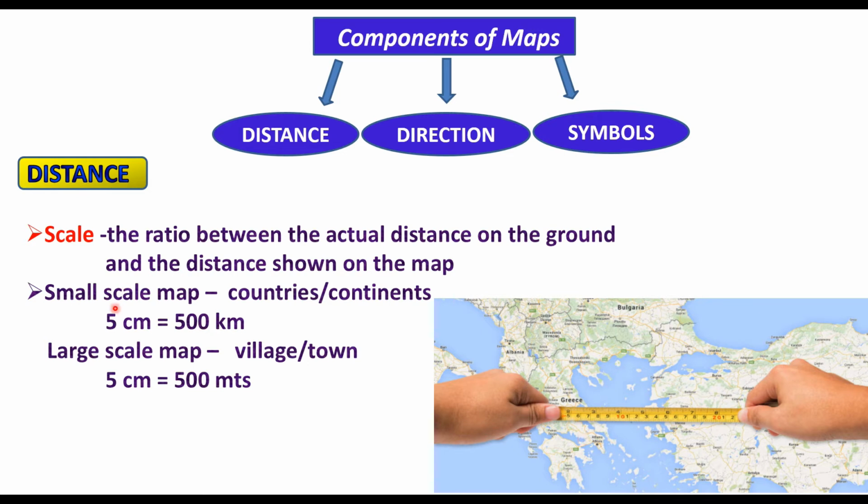Now, when large areas like continents or countries are to be shown on paper, we use small scale. For example, 5 centimeters on the map shows 500 kilometers. This is known as a small scale map. When a small area like a village or a town is to be shown, we use large scale. That is, 5 centimeters on the map means 500 meters. This is a large scale map.